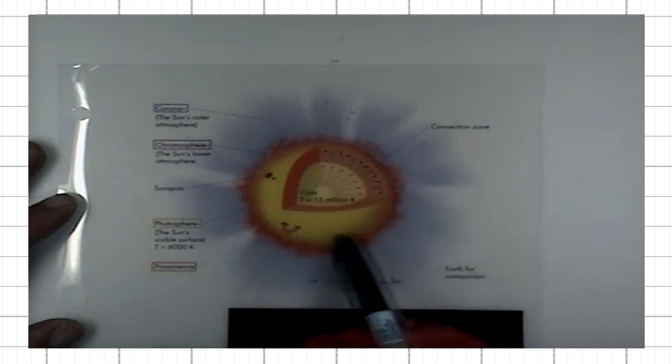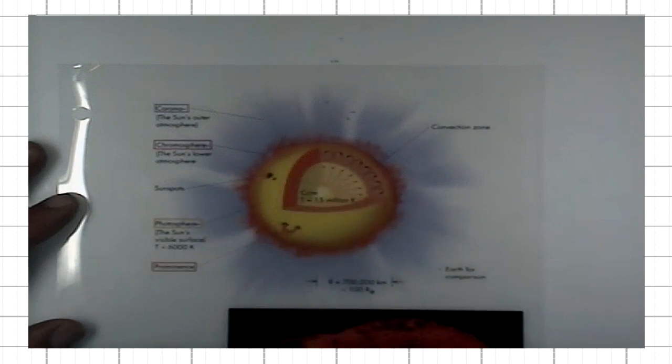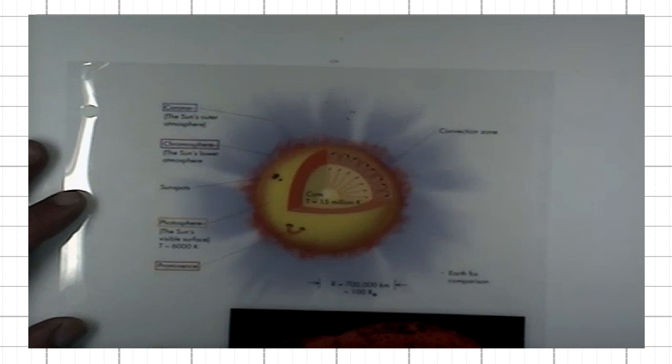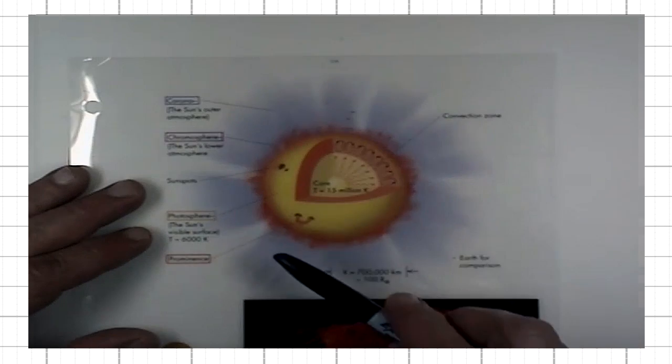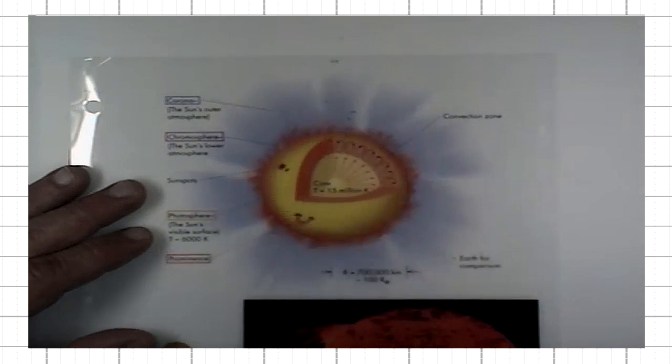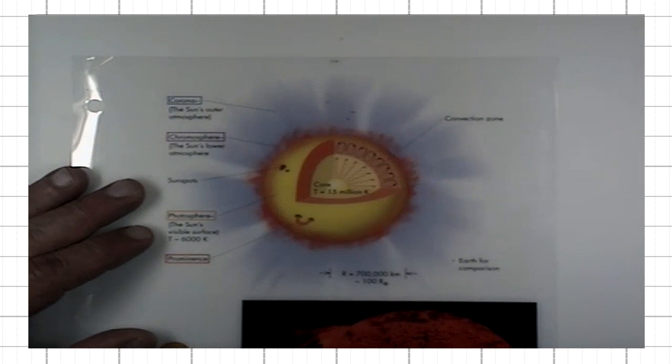The visible surface of the sun that we see is called photosphere, and it's the thinnest part of the sun. It's only 500 kilometers thick. There's also solar atmosphere, which consists of the lower atmosphere, so-called chromosphere, which is about 2,000 kilometers high.